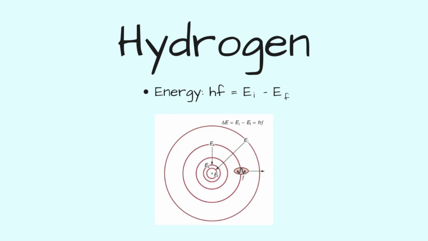The energy is given by hf equals E sub i, the initial energy, minus E sub f, the final energy. Here is a diagram from College Physics 2E by OpenStax, showing a few of the allowed energy orbits along with a transition of an electron from a higher state to a lower state, resulting in a photon being given off.